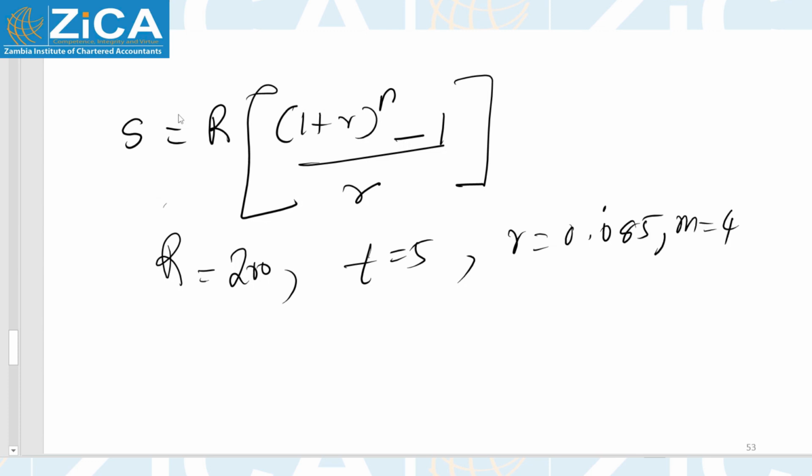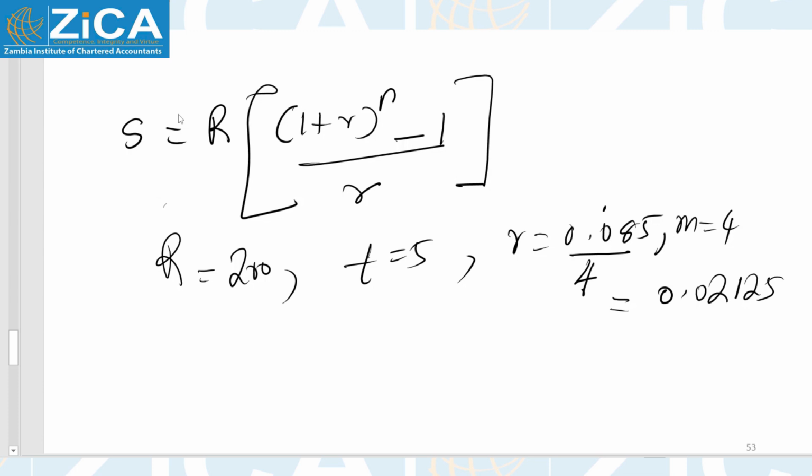m is the number of periods. How many times are you compounding your interest? This interest is being compounded quarterly. So you are going to divide this by 4, and this will give us 0.02125.